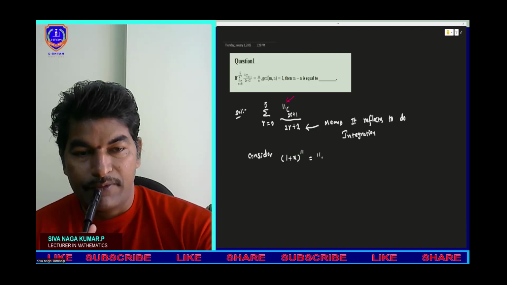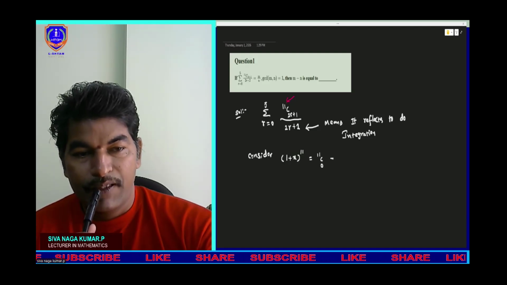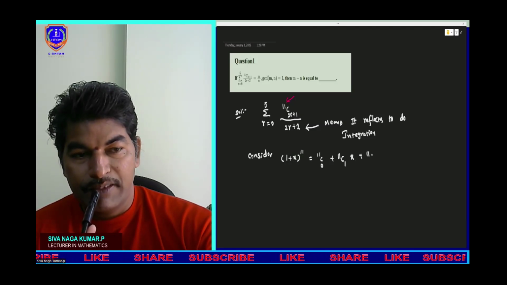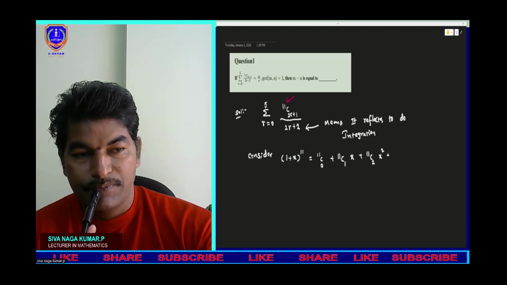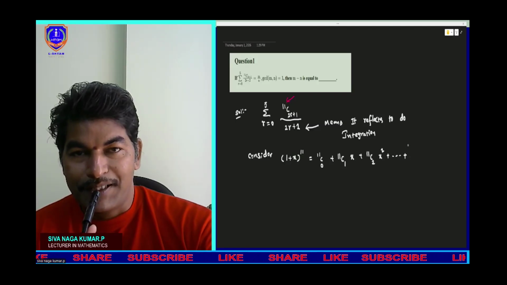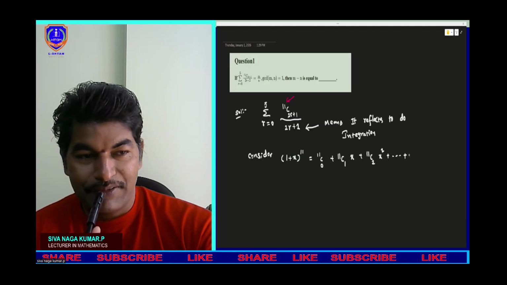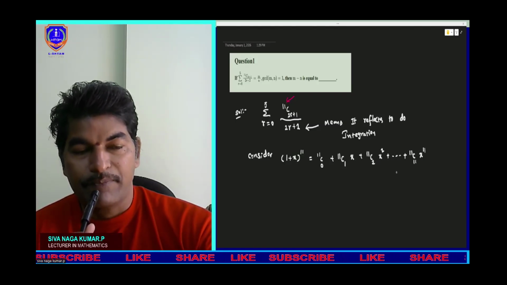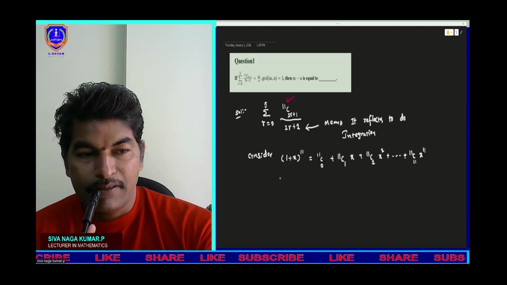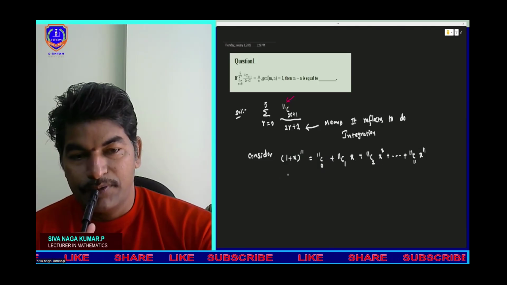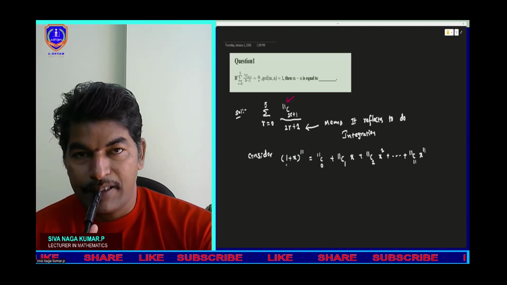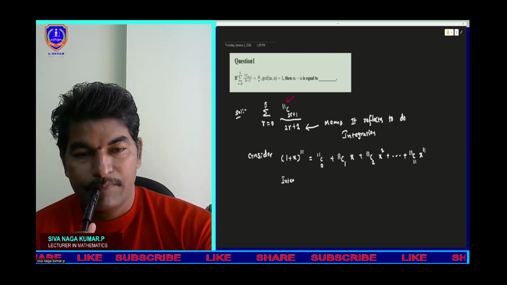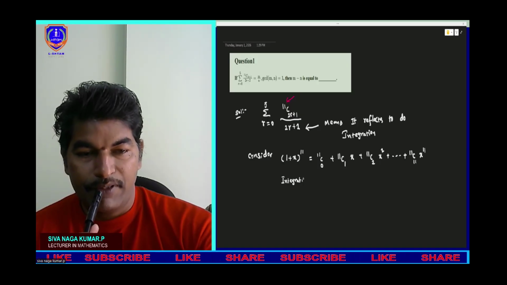What we generally write: 11C0 plus 11C1 x power 1, plus 11C2 x power 2, and at last, that's enough, right? The terms are enough. So I approach the last term, 11C11 x power 11. And this expansion, I'm going to integrate with respect to x under the limits 0 to 1. Integrating, or if you know the result, directly you can write. I will tell you both.